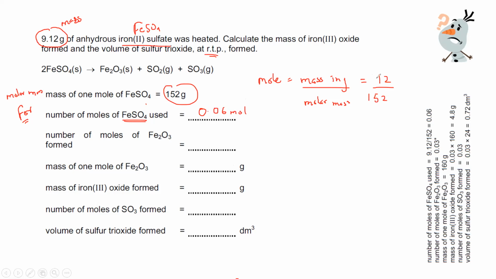Not 12, it is 9.12. By mistake, actually I circled this, so I read this as 12. That's why I mentioned 12, but it's not 12, it is 9.12. Is it clear, the first part?